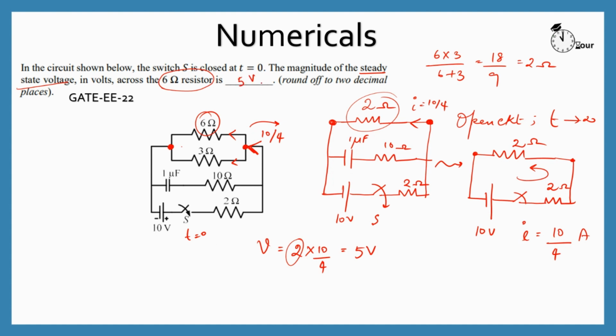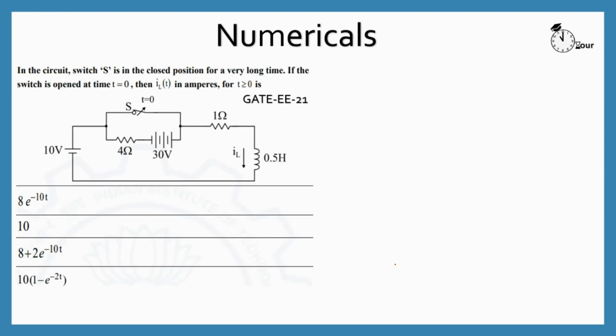Let's move on to the next problem. So this is the second problem. Here they say that the switch S was in the closed position for a very long time. So this indicates that it was in a steady state, right? This switch S was closed. Now look at the position of this switch. So we can redraw that condition when the switch was closed.